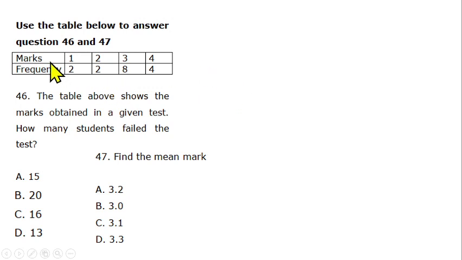Question number 46 to 47 is also from statistics. You have to use the table to answer question number 46 to 47. We are given marks and we are given frequency. The table shows the marks obtained in a given test. How many students took the test? That's question number 46. So that means it is asking us the total frequency, and the total frequency will be 2 plus 2 plus 8 plus 4, and that should give us 16 as the number of students.